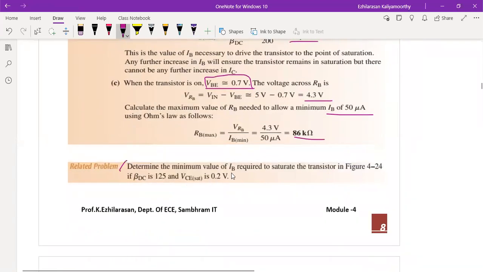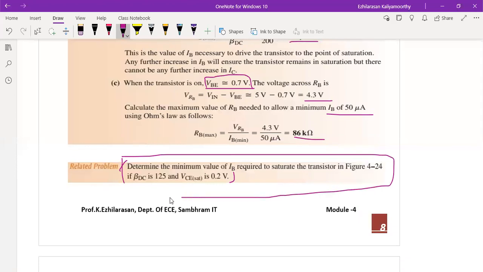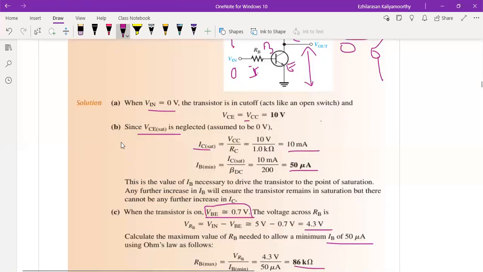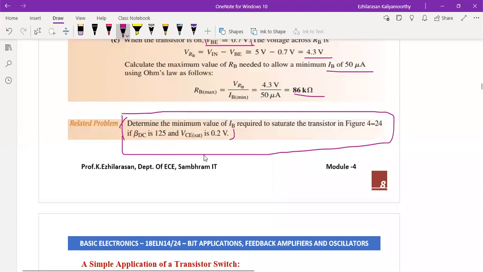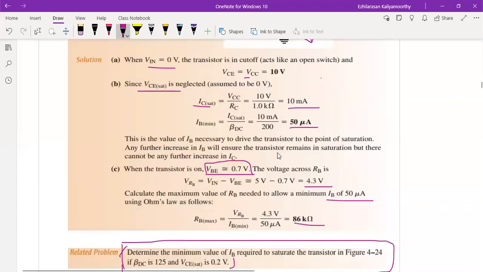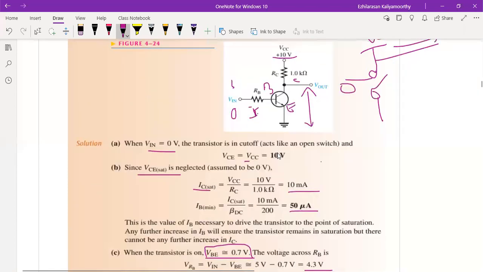Then you can try this numerical also, because this kind of numerical is what they will ask in the examination. So I insist everyone take this numerical as your homework, just try it out for the next class and give me the answer. Determine the minimum value of IB required to saturate the transistor, the same figure you have to take, if beta DC is 125 and VCE SAT is 0.2 volt. So this is nothing but how the BJT will act as a switch.